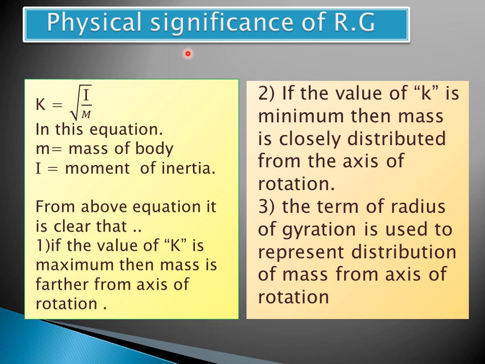Now we are going to study about physical significance of radius of gyration. We know that the equation of radius of gyration is k is equal to under root I upon m. In this equation, m means mass of body, I means moment of inertia, and k means radius of gyration. From the above equation, it is clear that if the value of k is maximum, then mass is located farther from the axis of rotation.